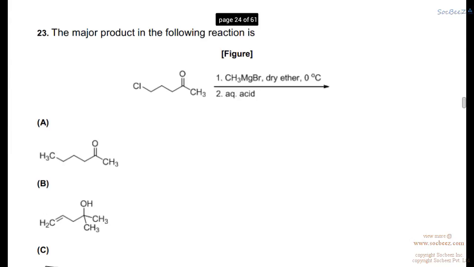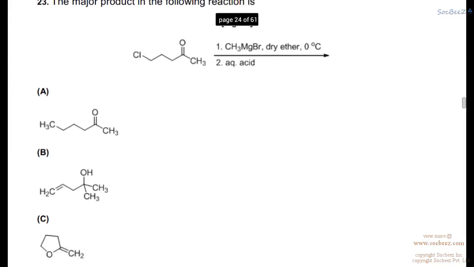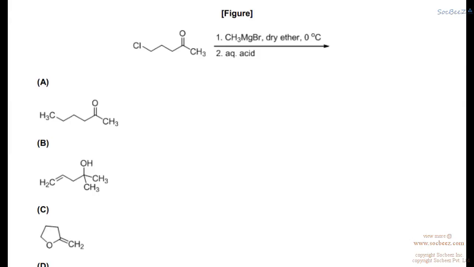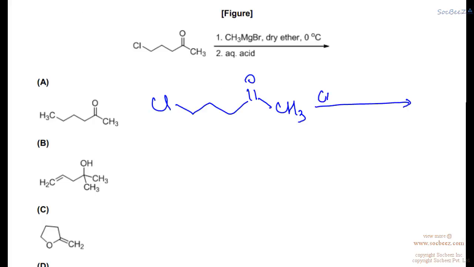Question states the major product in the following reaction is, the reaction is given to you, the major product they have asked. Okay, so here the reaction sequence is something like this. Here we have got this as reactant. When reacted with CH3MgBr at 0 degree Celsius in dry ether after step 1, we get the product like this.